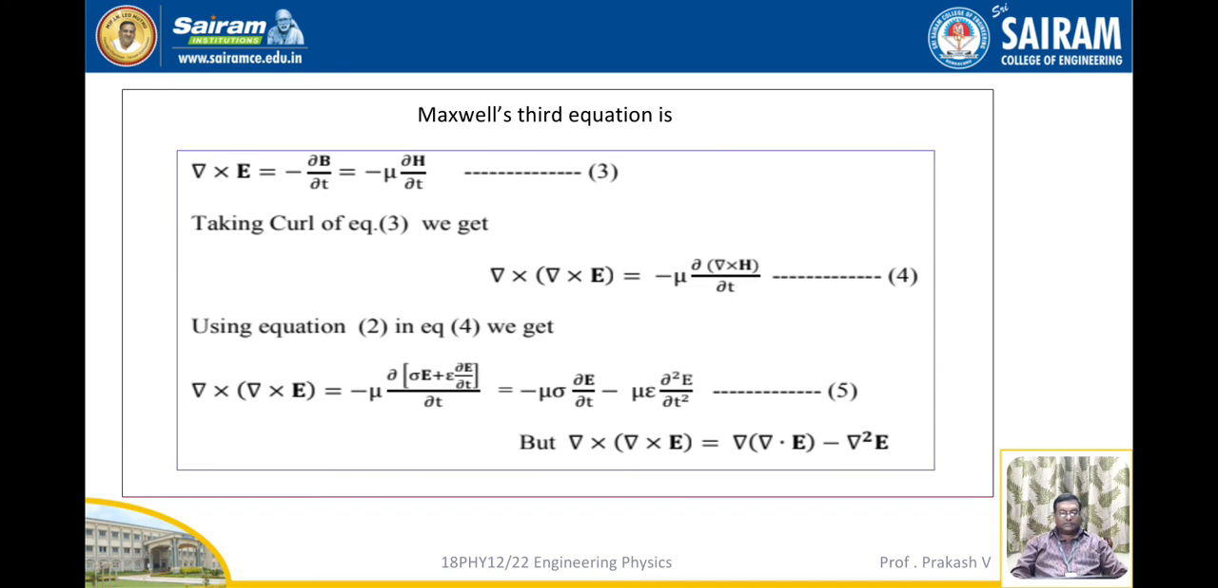Further, Maxwell's third equation is del cross E is equal to minus dou B by dou T, that is equal to minus mu into dou H by dou T. Taking curl of equation number 3, shown in this slide, del cross del cross E is equal to minus mu into dou by dou T of del cross H. That is considered as equation number 4. So finally we can write del cross del cross E is equal to minus mu into sigma dou E by dou T minus mu into epsilon dou square E by dou T square. That is considered as equation number 5. So here del cross del cross E is equal to del into del dot E minus del square E.